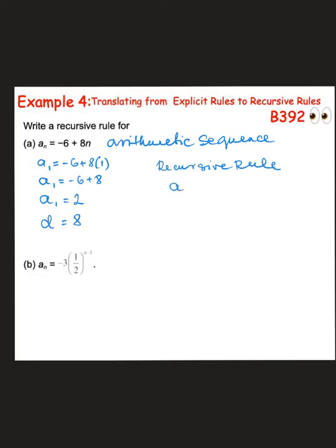So for the recursive rule, I say the first term is 2 and a sub n will equal a sub n minus 1, or the previous term, and add 8. So here is our recursive rule. For the second pattern, I can see that that's a geometric sequence. So this is geometric.